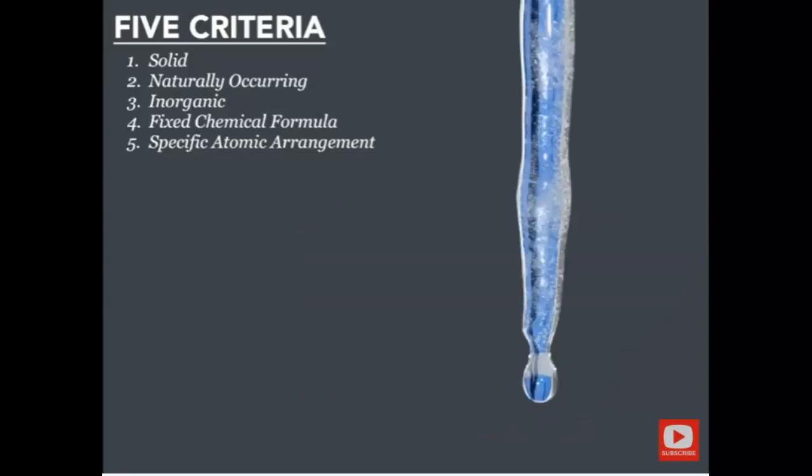Well, what about ice? Now, this is an interesting one. Let's go through our criteria. Is ice solid? Yes. And it does exist as a solid on at least some parts of the Earth, the poles specifically, and high up in mountains, you get water that exists naturally as a solid. So that's fine. Is it naturally occurring? Of course. There's quite a bit of ice naturally existing on Earth. It is not an organic material. It is not living. It never was living, and is not made by living things. It does have a fixed chemical formula, H2O, and it does have a specific atomic arrangement.